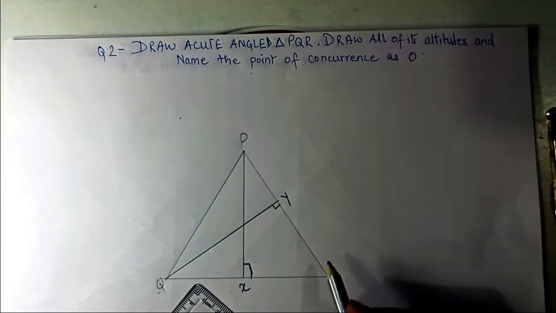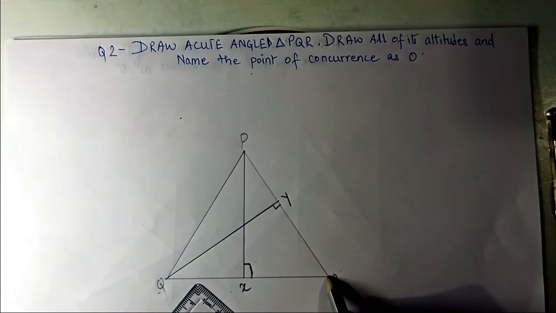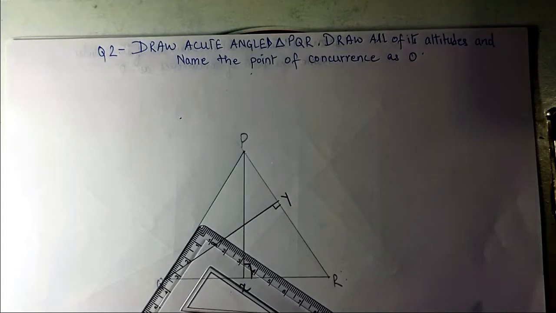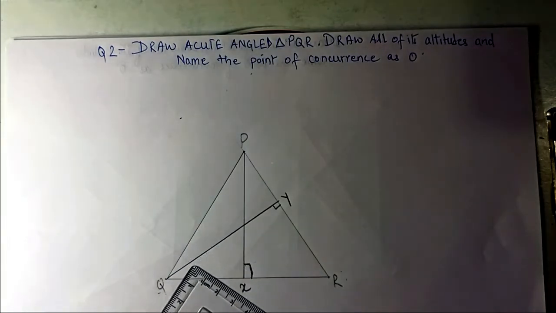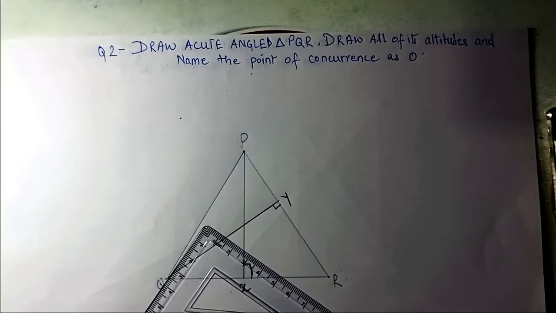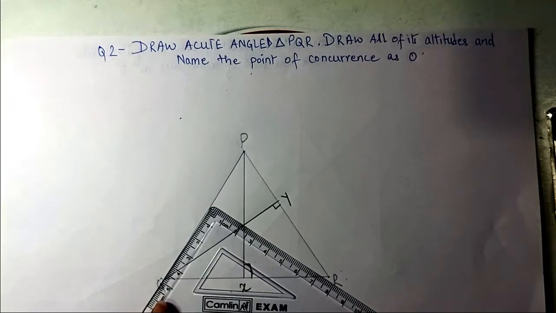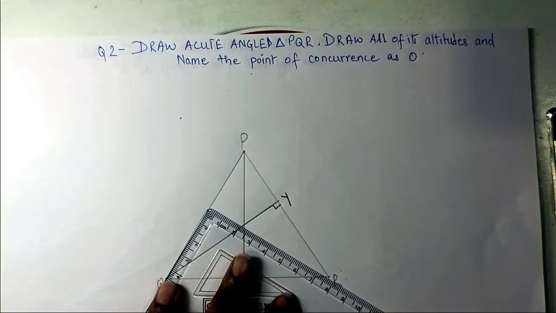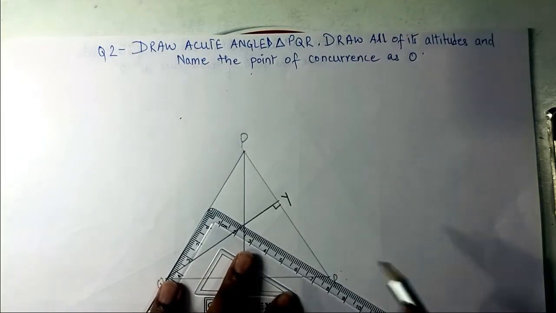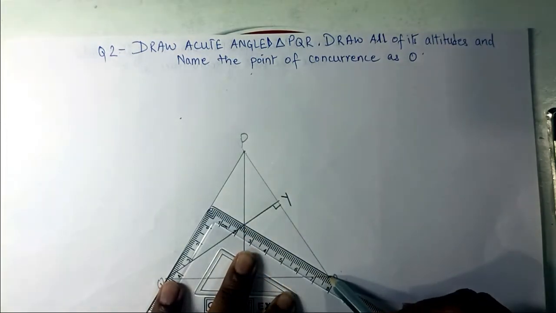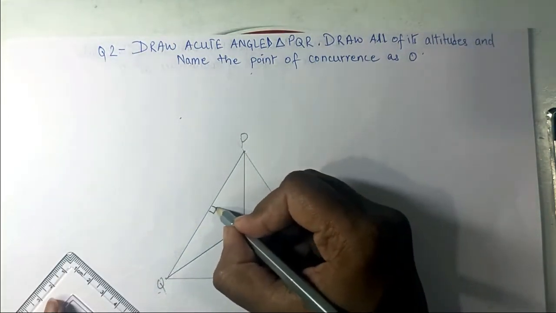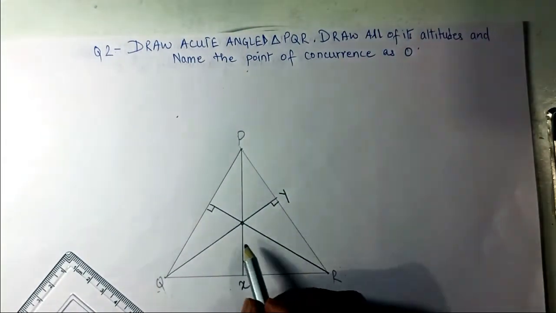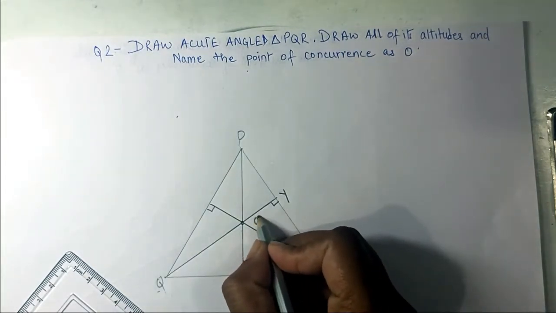Now we'll draw a perpendicular from vertex R to its opposite side PQ. Slowly just hold it like this and slowly take it upwards where your point is meeting here. See? So we have got our point of concurrence. We have to name it as O.